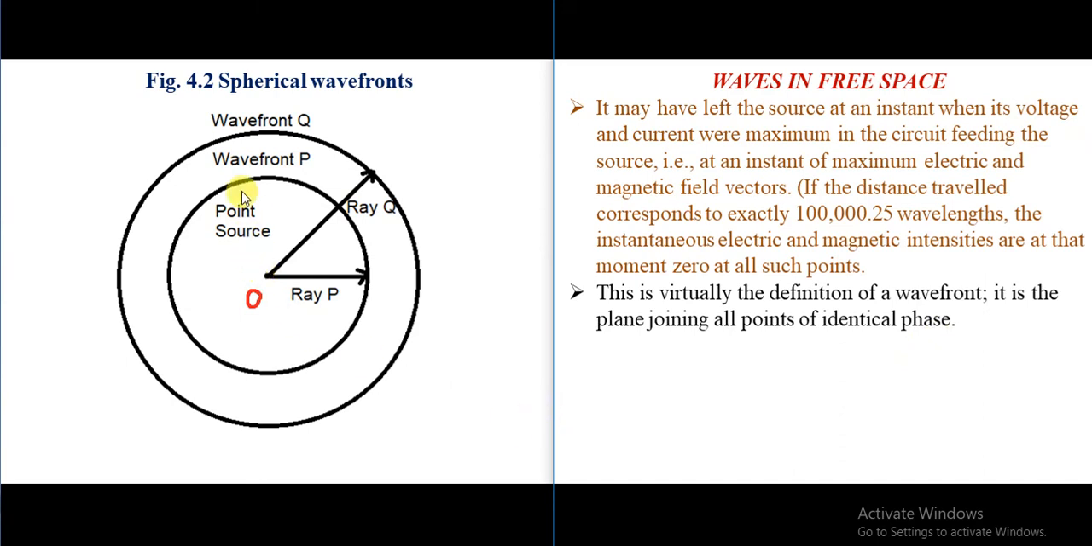So here there are two wavefronts: wavefront P and wavefront Q. Wavefront P is for the ray P, wavefront Q for the ray Q. There can be infinite wavefronts because there are infinite rays radiating out from the point source O in all directions. Here we have shown only the two wavefronts, which are spherical. So it is the plane joining all points of identical phase.